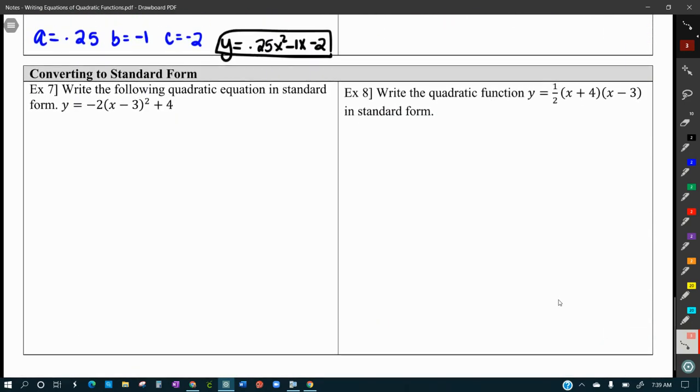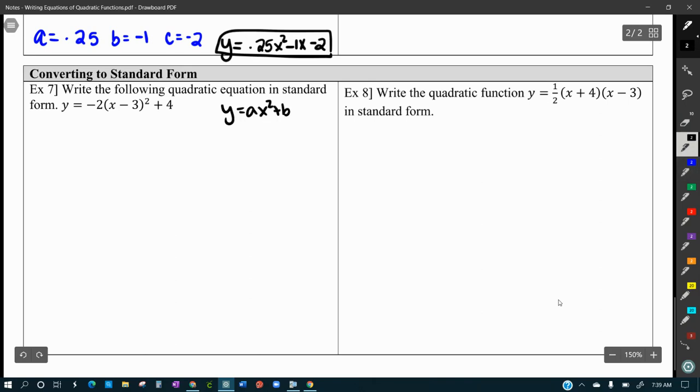Now, converting into standard form. So basically, we're going to take these 2 forms and we're going to write them in standard form from their given format. So what we're going to do is basically expand this stuff out and make it look like y equals ax squared plus bx plus c. So I notice in standard form there are no parentheses, so I need to expand out this squared.